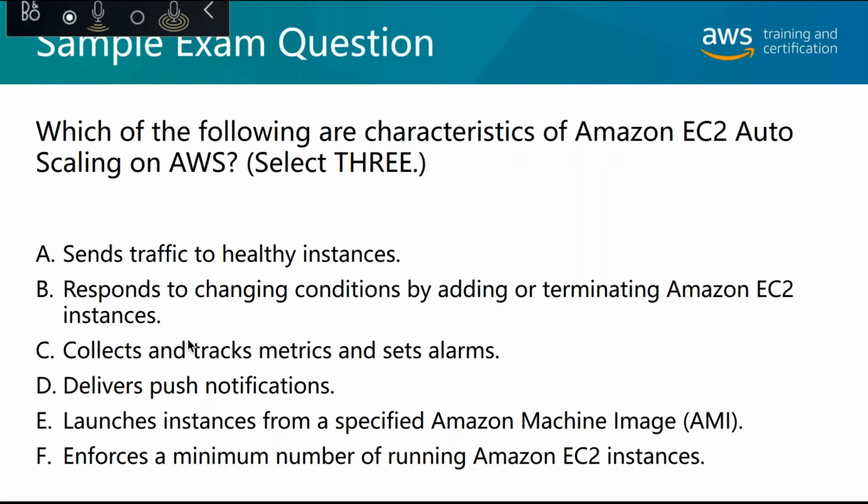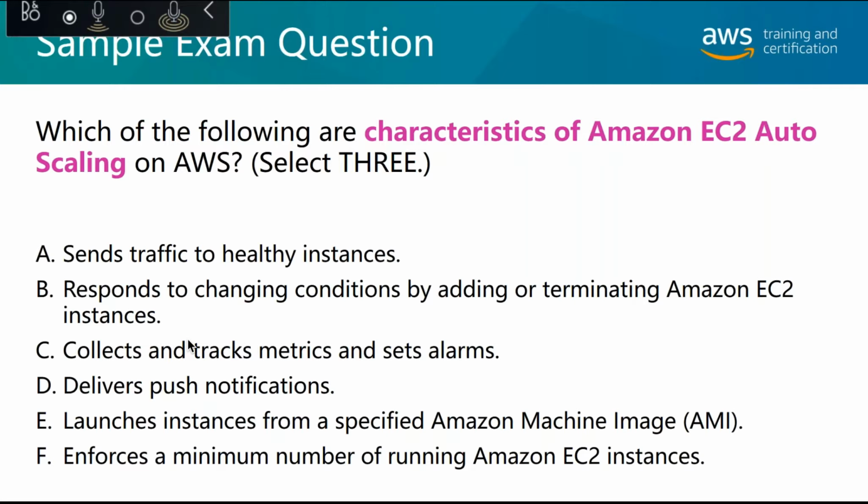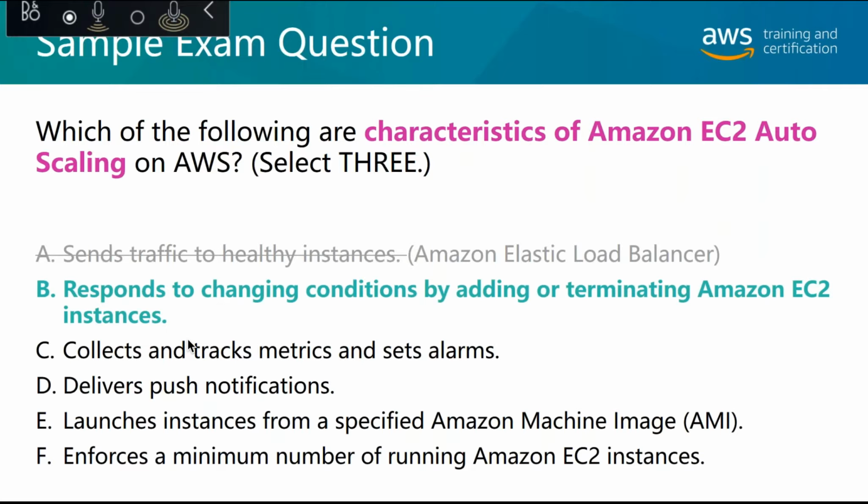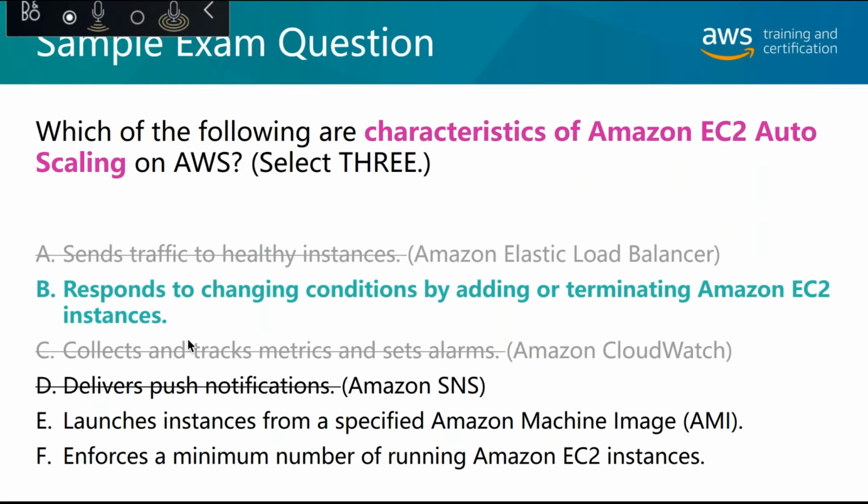So which of the following are characteristics of Amazon EC2 Auto Scaling? Select 3 answers. It is the job of the load balancer to send traffic to the backend instances that are healthy, or if an instance is not healthy, it puts it out of service. The job of EC2 Auto Scaling is to respond to changes by launching or adding EC2 instances. CloudWatch is the one collecting the metrics, so that's not Auto Scaling. And SNS is responsible for push notifications.